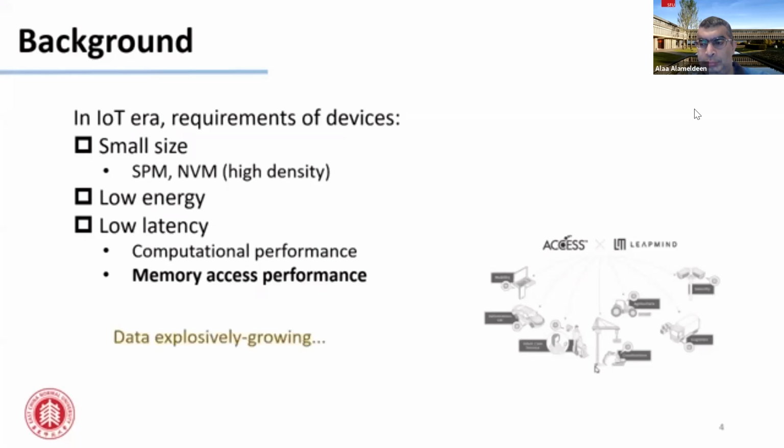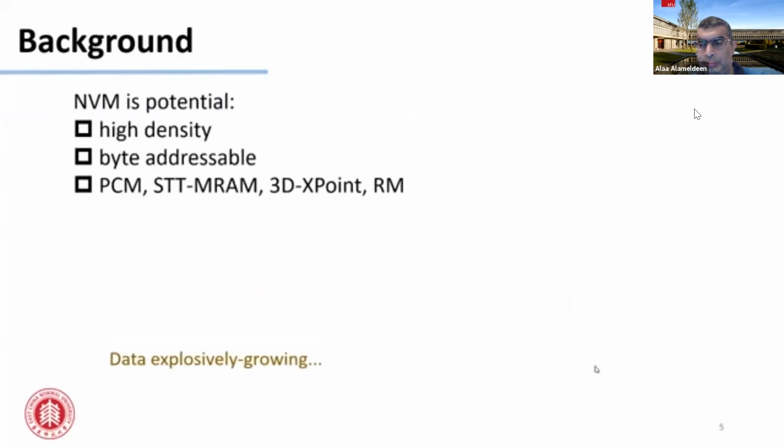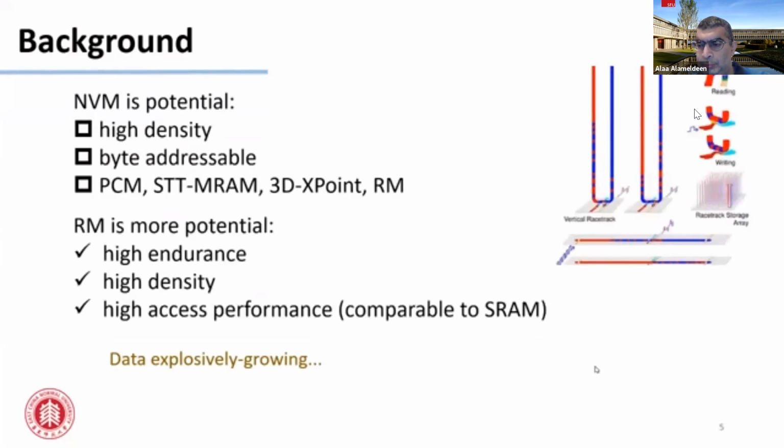Nowadays, data is exploding. If the memory is small, there will be many memory misses. It reduces the performance of the system. Thus, increasing the memory capacity is important. NVM is promising because NVM has the advantages of high density and being byte addressable, such as PCM, STT-MRAM, 3D XPoint, and RRAM. But most NVMs have limited endurance and high write cost. Fortunately, RM has high endurance, high density, and high access performance. Thus, RM is more promising.